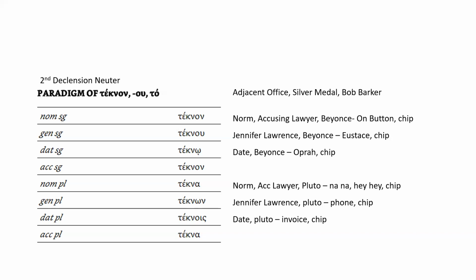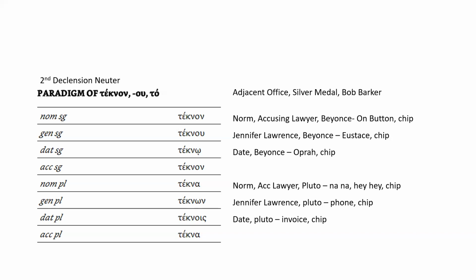Let's work it backwards first. So teknois, I'm actually going to close my eyes here. So teknois, ois reminds me of invoice. And there's a computer chips invoice with Pluto the dog and a giant date. So I know that's dative plural and it's teknois.